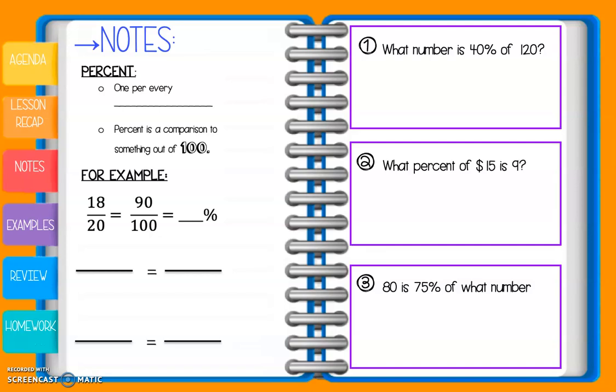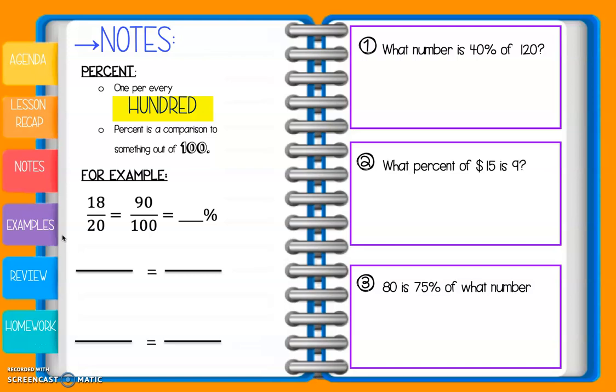All right, guys, today in class we talked about solving problems that included finding the whole, finding the part, finding the percent. So again, if we talk about percent, percent is 1 per every 100. Okay, so percent is a comparison to something out of 100, even if it's not itself out of 100. So for example, let's say we had a 20 question test and you got 18 of them right. Well, we didn't have 100 questions on the test.